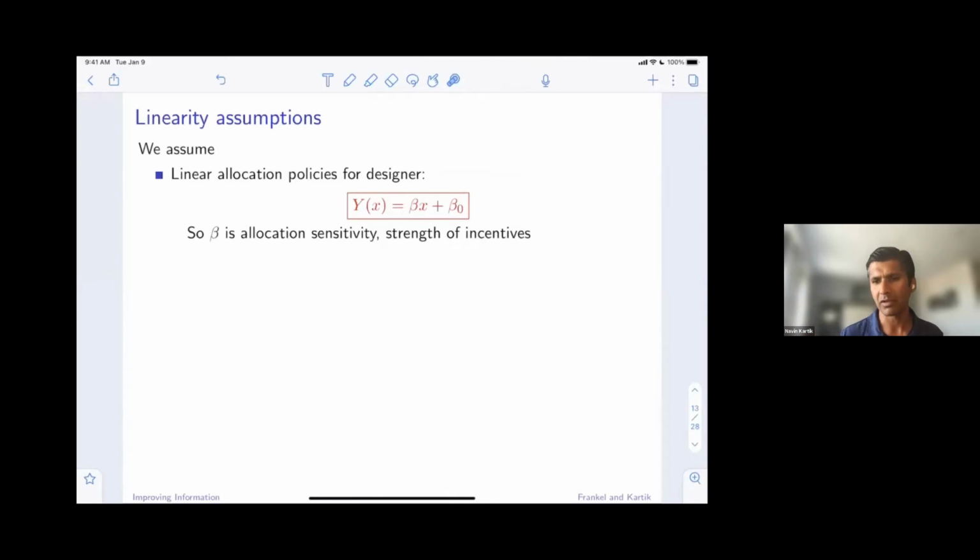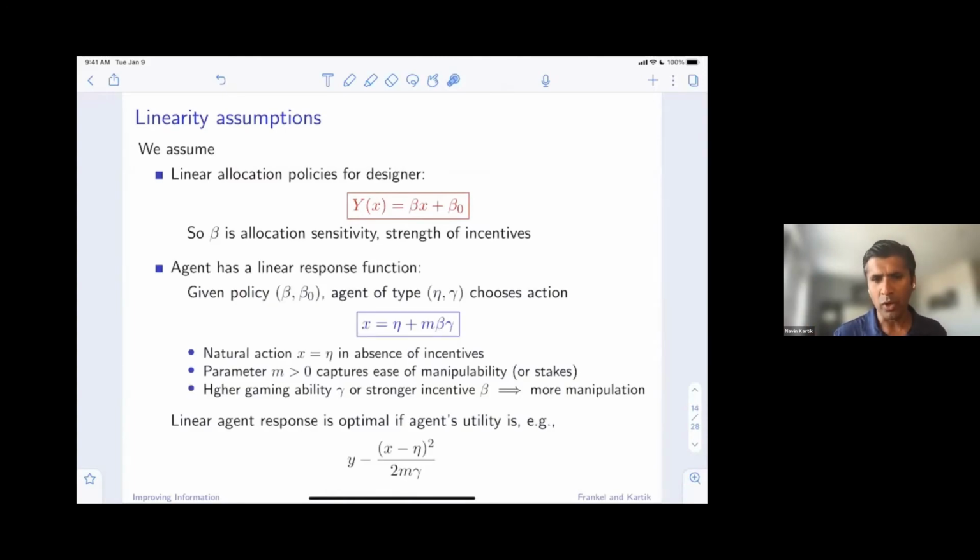We will see momentarily that you can also think about this as the strength of incentives that the designer provides to the agent. To elaborate on why, we're going to assume that the agent has a linear response function. So given the policy, specifically the policy sensitivity beta, the agent of type eta, gamma is going to choose an action in a linear form, which is given by this piece in blue.